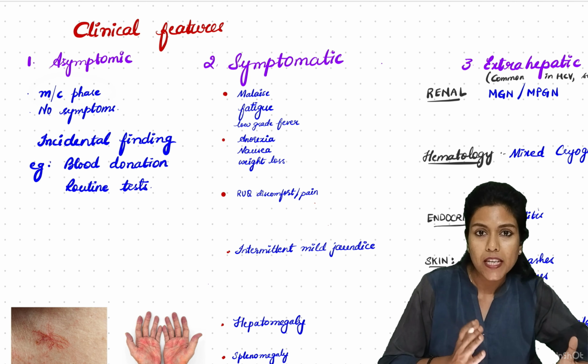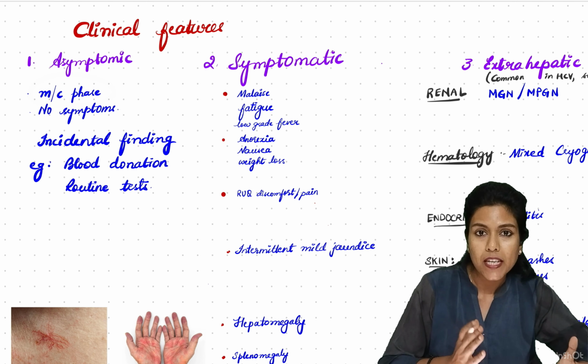When investigations are performed, the deranged liver function test might make one suspicious of chronic viral hepatitis. Upon later investigations, the diagnosis will be made. So it is an asymptomatic phase because it is an incidental finding. It does not have any symptoms.